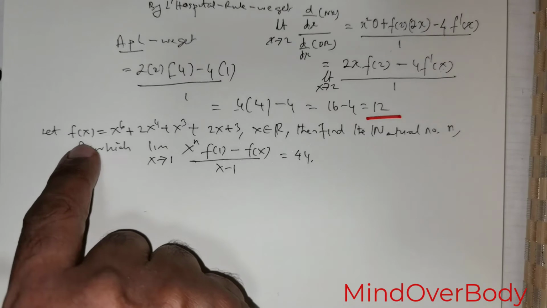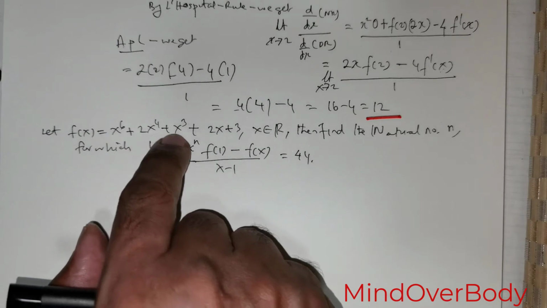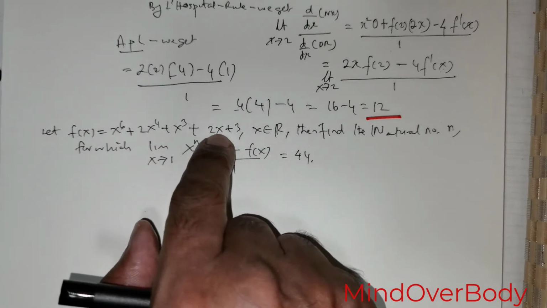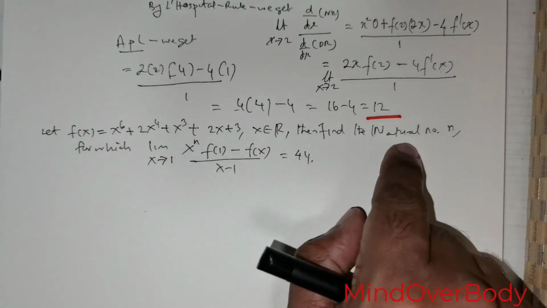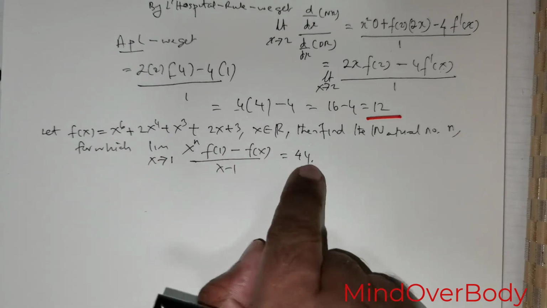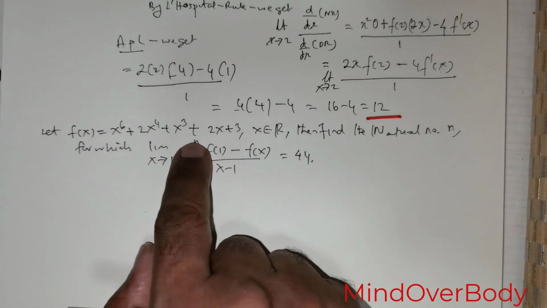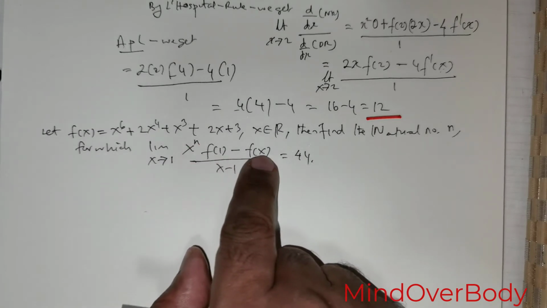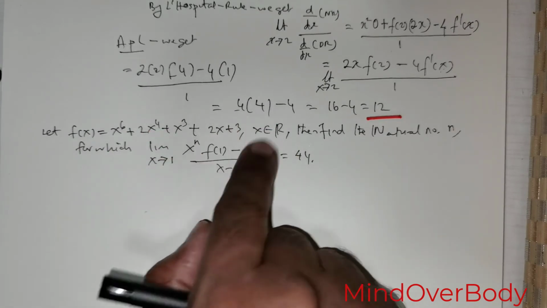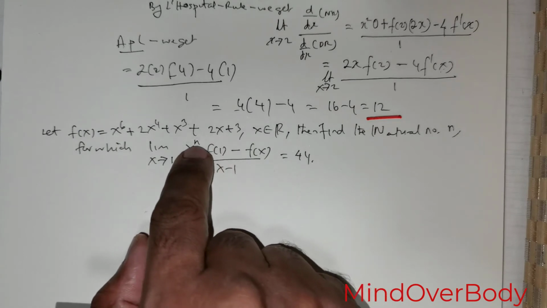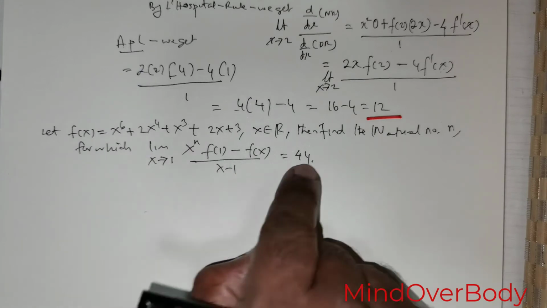Students, we are given this question. f of x is equal to x raised to the power of 6 positive 2 times x raised to the power of 4 positive x raised to the power of 3 positive 2x positive 3, such that x is an element of real numbers, and we are expected to find a natural number n for which this limit equals 44. And what is this entire component? x raised to the power of n times f of 1 negative f of x divided by x minus 1, with limit x tending to 1. So this is the function we are looking at, and we are expected to find for what value of n this limit as x tending to 1 leads us to 44.